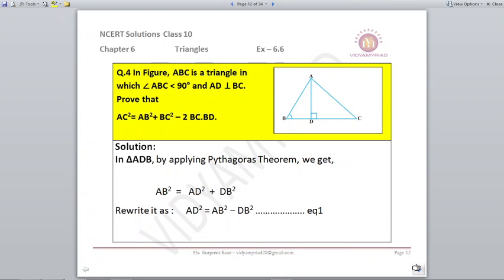Question number 4. In the figure, ABC is a triangle in which angle ABC is less than 90 degrees and AD is perpendicular to BC. Prove that AC square is equal to AB square plus BC square minus twice of BC into BD. Now here AD is perpendicular to BC. So let us use the Pythagoras theorem for triangle ABD. We get AB square is equal to AD square plus DB square. Now AD square will be equal to AB square minus DB square. We will be requiring it in future.